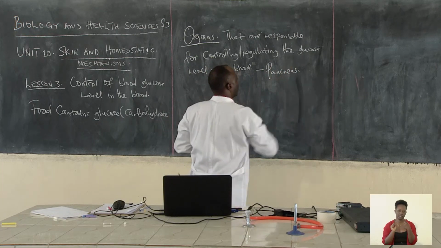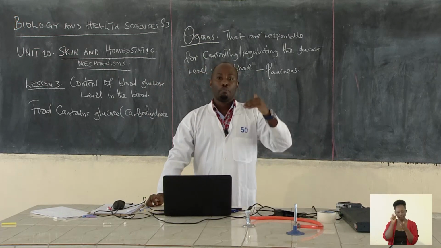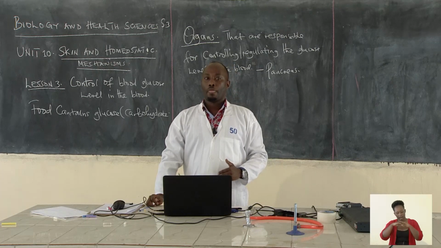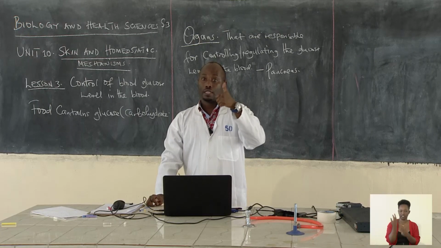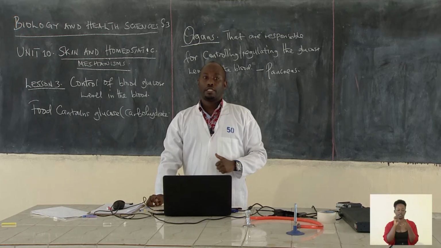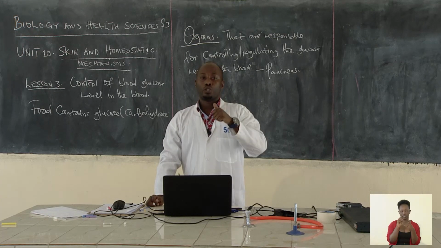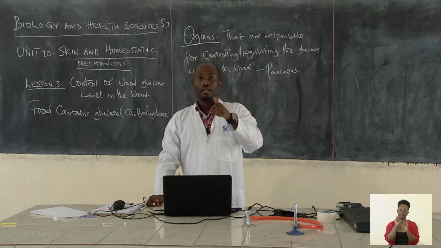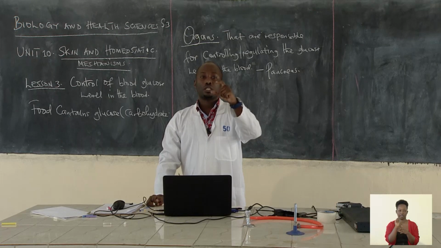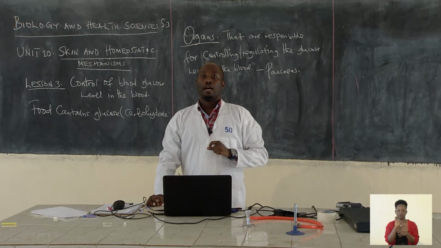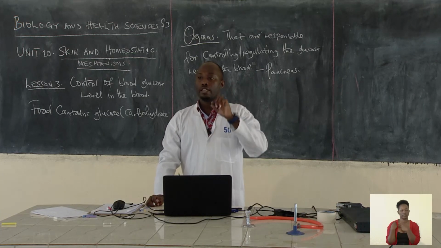I know some of you know what a pancreas is. The pancreas is an organ located below the stomach, and it serves 2 functions. First, it serves as an endocrine gland, which means it is a gland that produces hormones. Second, the pancreas is also an exocrine gland because it secretes what we call pancreatic juice, and this pancreatic juice plays a very important function as far as digestion is concerned.